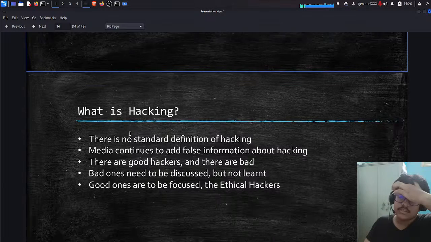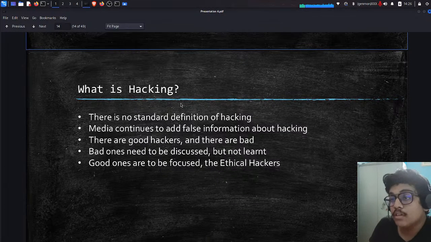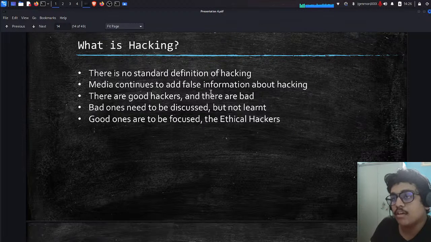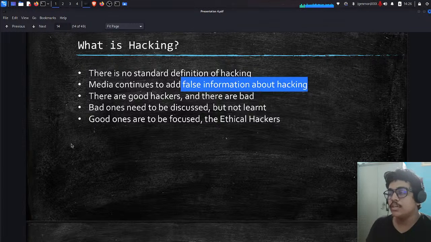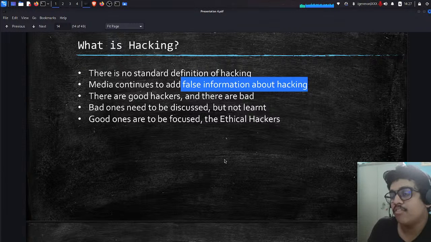What is hacking? There are more terms to it. We have earlier discussed that there's no standard definition of hacking. If you have heard of mind hacking, it is also a kind of hacking. The media continues to add false information about hacking. In today's world there's a false narrative that hacking is bad, but it can be good in some ways. There are good hackers and there are bad ones. The bad ones need to be discussed but not learned.